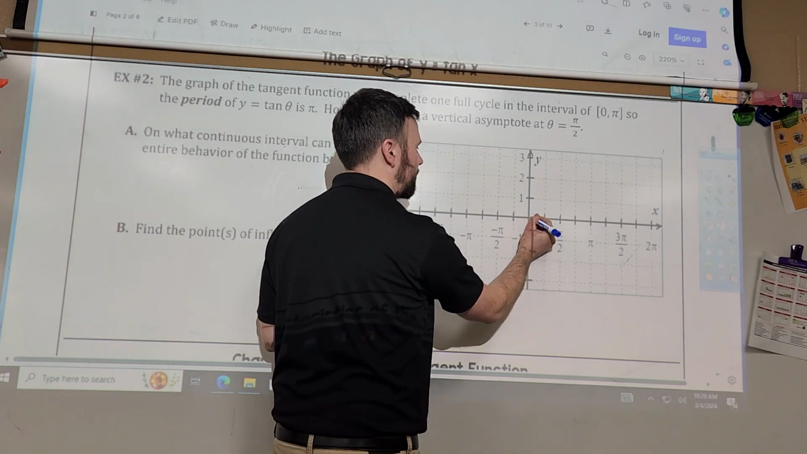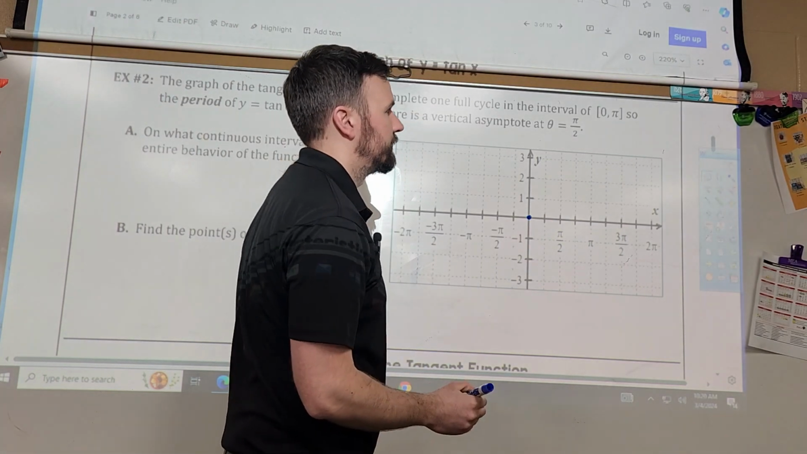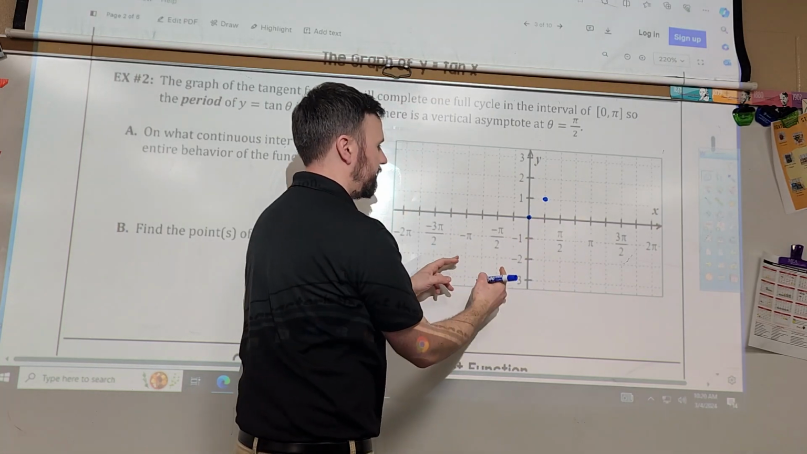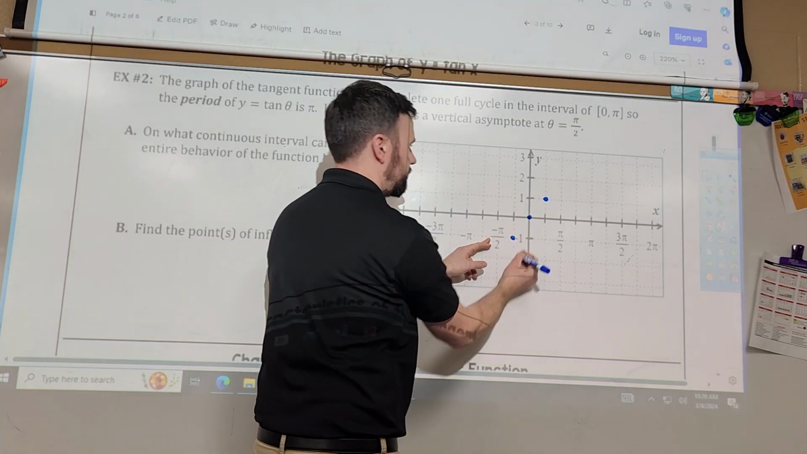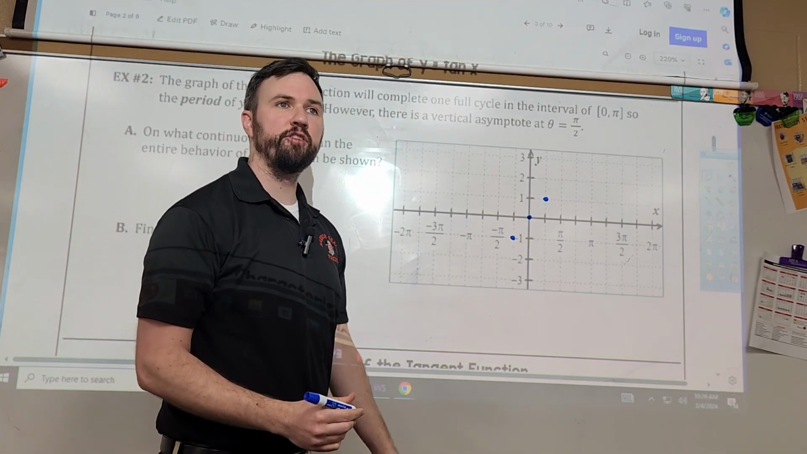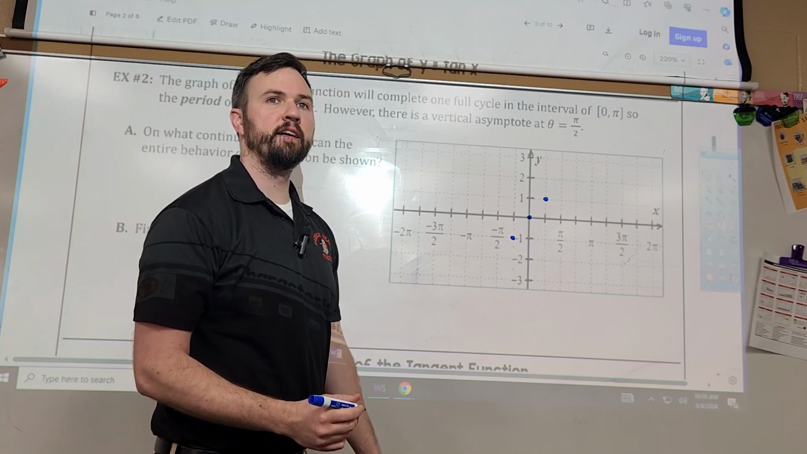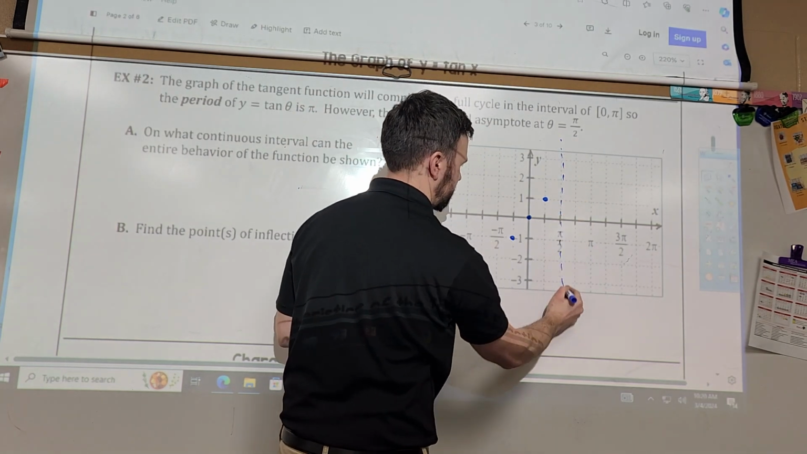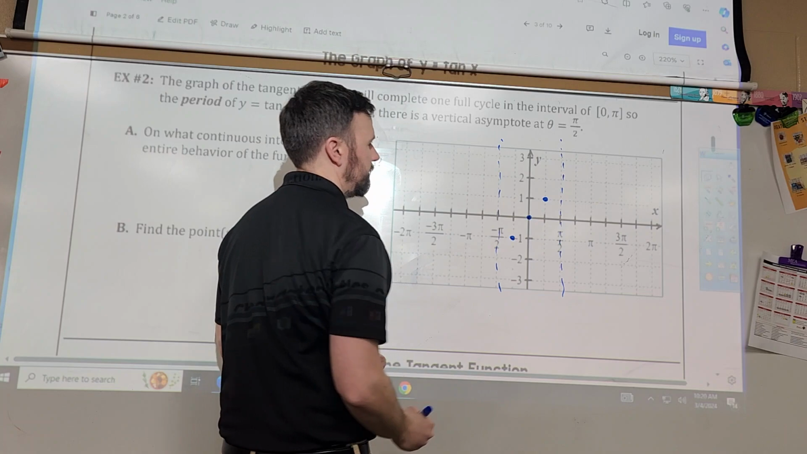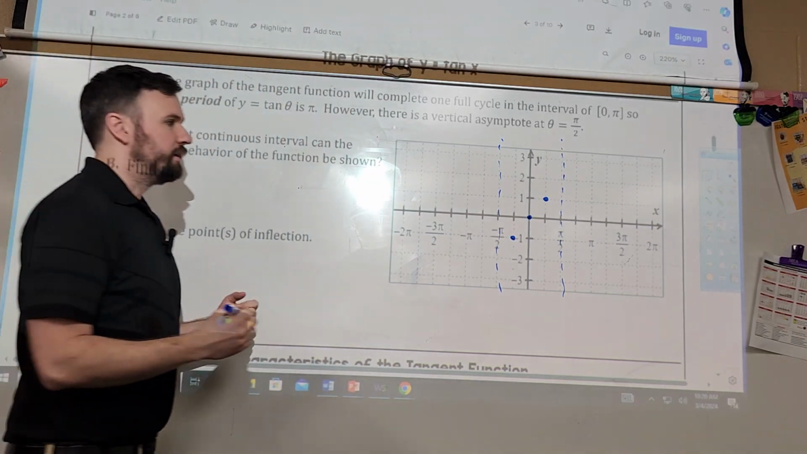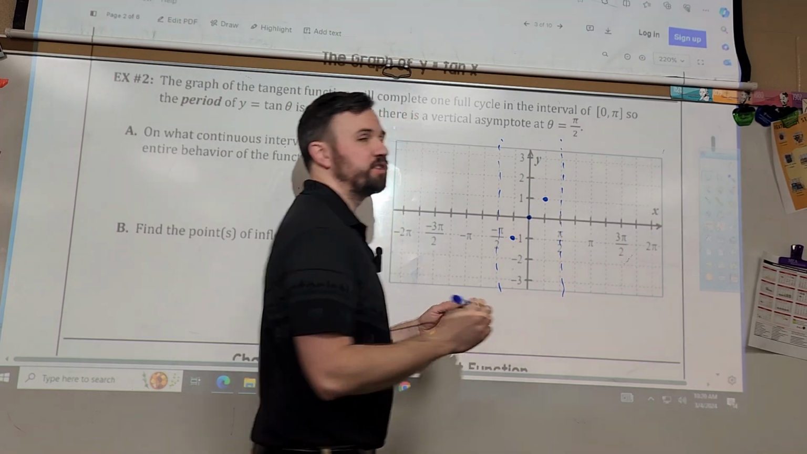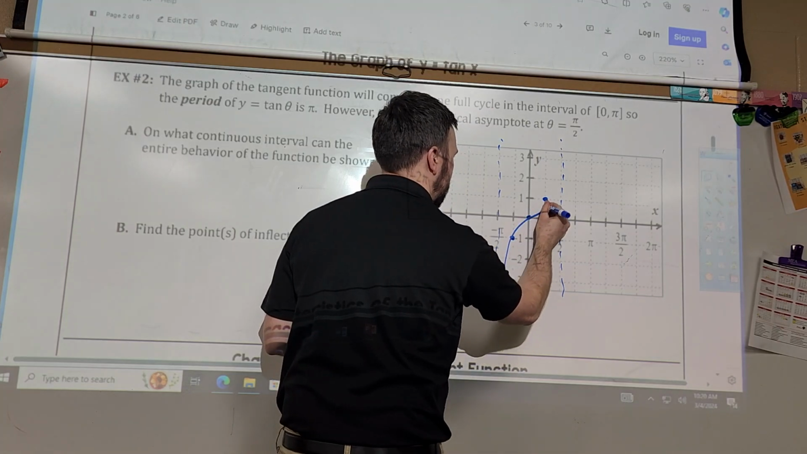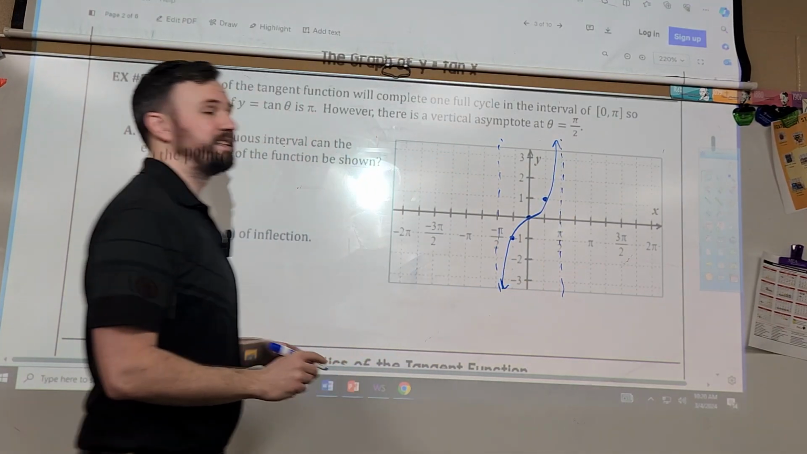At 0, where do I put a dot? 0. At pi over 4, where do I put a dot? 1. At negative pi over 4, negative 1. What happens at pi over 2? Does it exist? What's that make? An asymptote, a vertical asymptote. So that's one tan. Now when I draw a tan, it looks like x to the third. You guys remember x to the third? So it's going to be concave down here and then concave up over there. And that's a tan line.